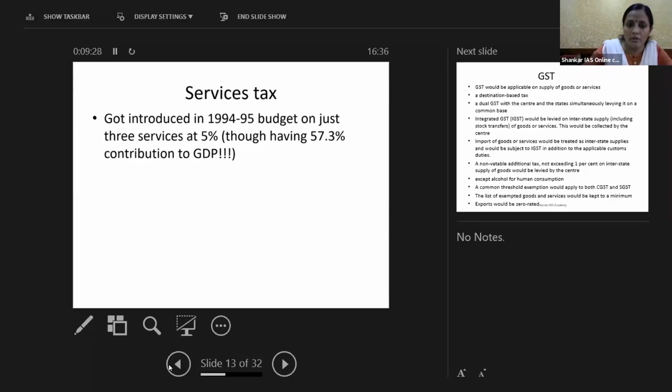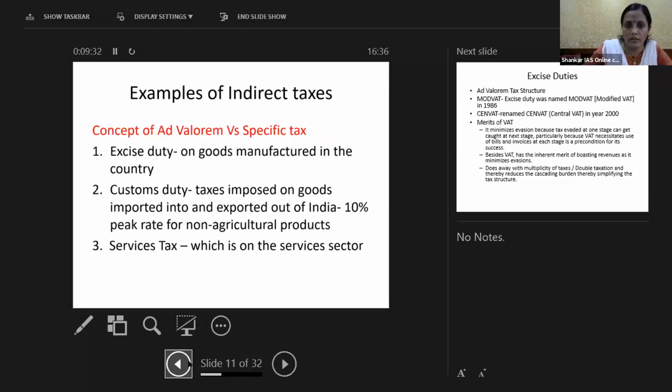So that's the summary of these three taxes. Now we are going to combine all the three taxes in the form of the GST.